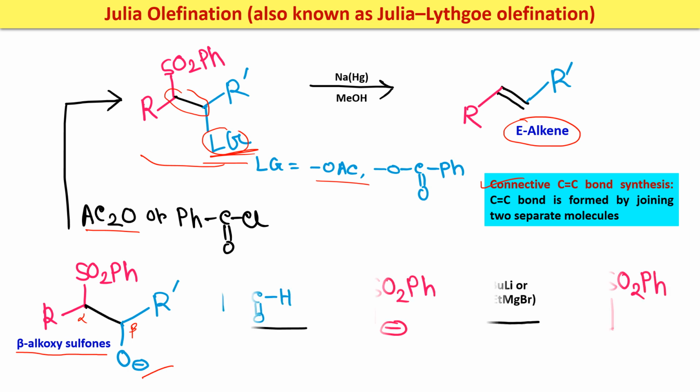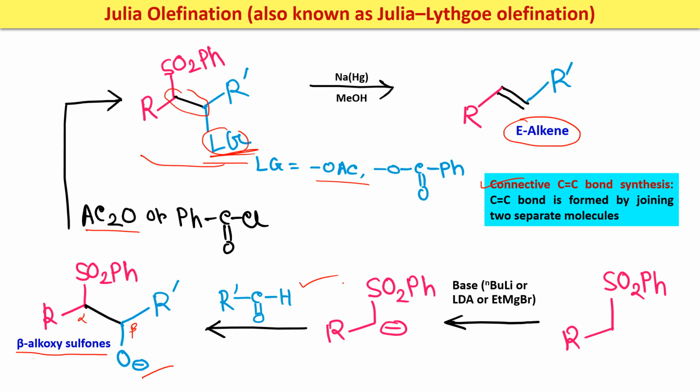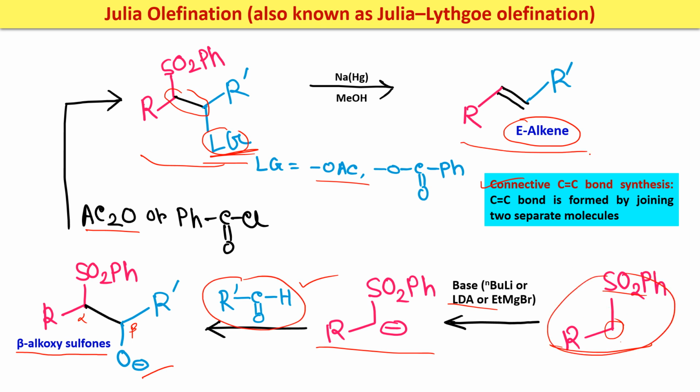Now if you move further backward, there is an aldehyde, that is this blue molecule, and we have this carbanion. Now this carbanion is formed from RCH2SO2Ph. Now these two hydrogens are acidic enough because of this group, in presence of some base, which may be butyl lithium, lithium diisopropylamide, LDA, or it may be some Grignard reagent. So there will be formation of carbanion, and this carbanion will attack this aldehyde. So these are the two separate molecules from which finally you are getting this E-alkene. So the pink part is coming from this RCH2SO2Ph, and the blue one is coming from this aldehyde.